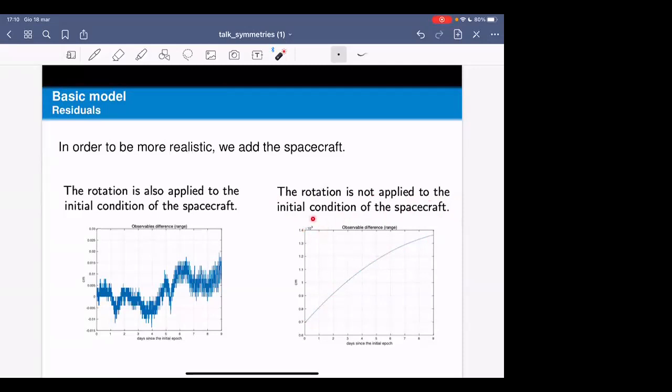This is times 10 to the 8th centimeter. So this is thousands of kilometers. And in fact, if we also rotate the initial condition of the spacecraft, then the residuals, in fact, remain unchanged. So the exact symmetry, this is the first discovery, must also involve the initial conditions of the spacecraft, and not only the ones of the planets.